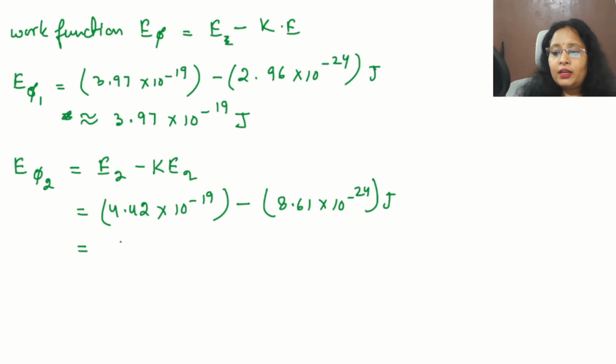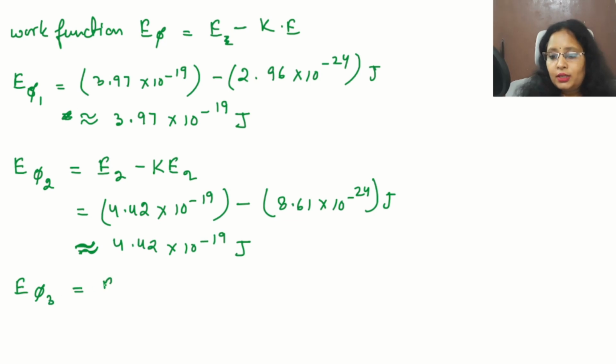So the difference again, because the value is in negative exponent, will be negligible. So we will take the value of the energy, that is 4.42 into 10 to the power minus 19 joules, as work function 2. This is the approximate value. In the same way, we will calculate work function 3. It will be E3 minus kinetic energy 3.